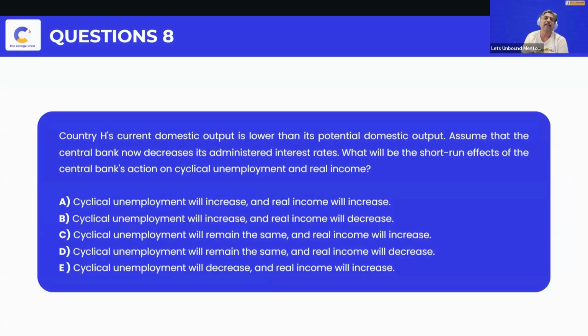So the central bank decreases the administered interest rates, which means availability of funds becomes easier. So cyclical unemployment, therefore, would most certainly decrease because industries would get easy loans. That would result in greater employment, and cyclical unemployment would surely decrease. And the real income would most likely increase. So option E is the correct option in this case.